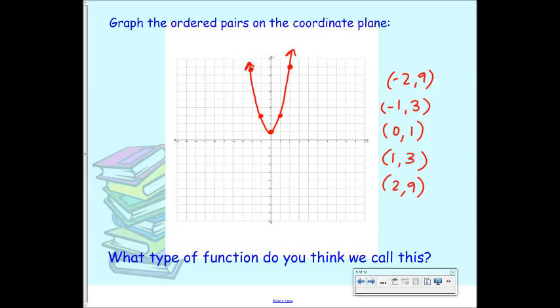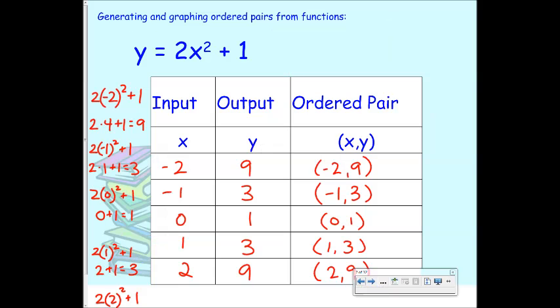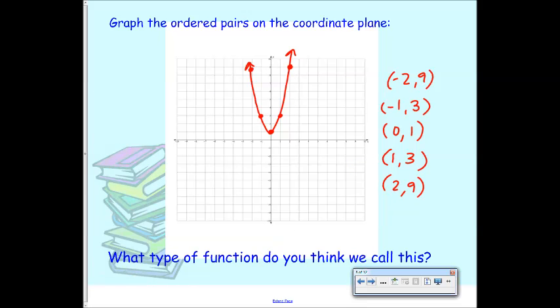Go back to the equation. What was different about the equation? It had an exponent, so we call this an exponential function. It's called exponential because it has the word exponent in it. It has an exponent in the equation. All right, it's an exponential function, and it makes a parabola.